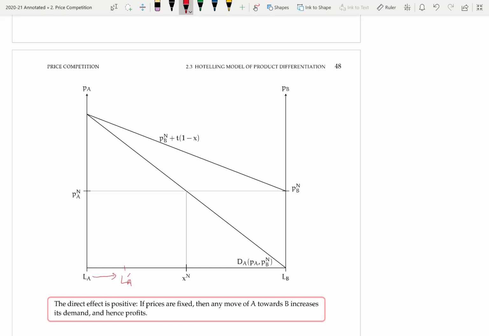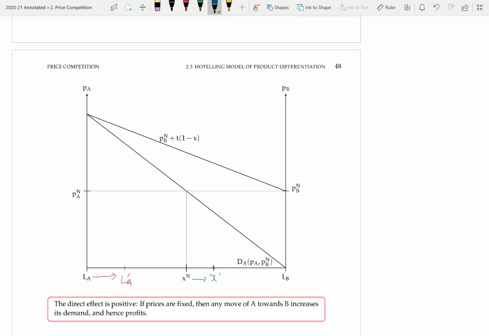As A moves to the right, it's going to capture more consumers between it and firm B, because the firms have the same prices. The indifferent consumer is going to be halfway between the two firms. This was the halfway point at a half when they were at 0 and 1. Now that firm A has moved to the right, the halfway point is also going to move to the right. In fact, it's going to move to the right by half the distance that A has moved. So X dash is the new indifferent consumer.